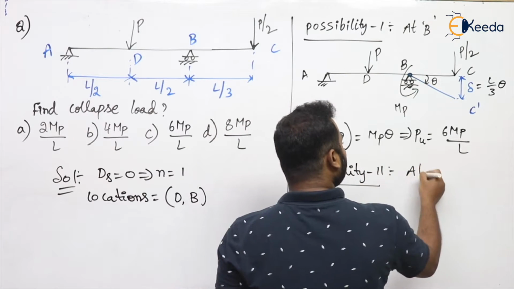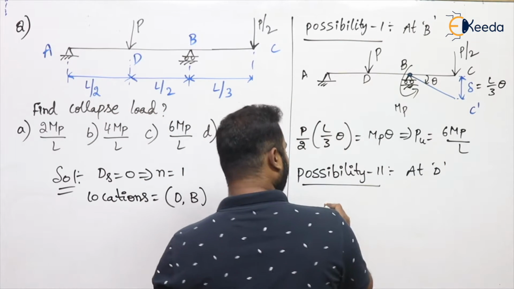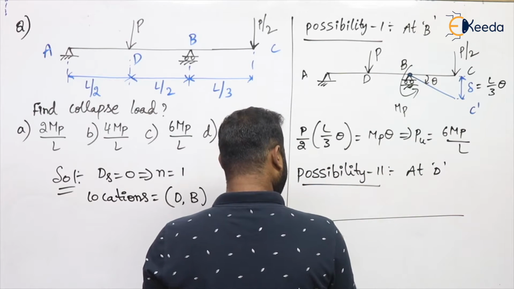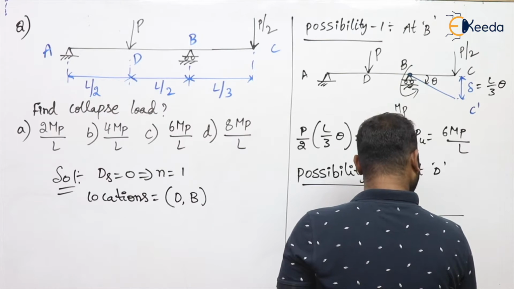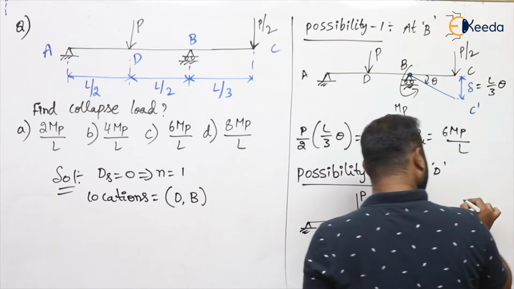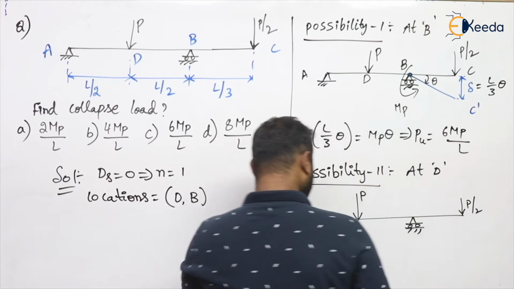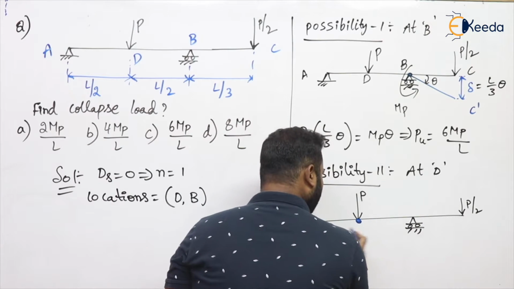Possibility 2. In this case, we assume the hinge forms at D. Okay, formation of plastic hinge at D. Now the collapse diagram will be somewhat like this. Here the load P is acting, and here the load P by 2 is acting. So here is where the hinge is forming.